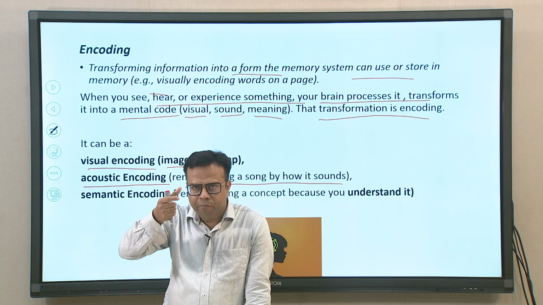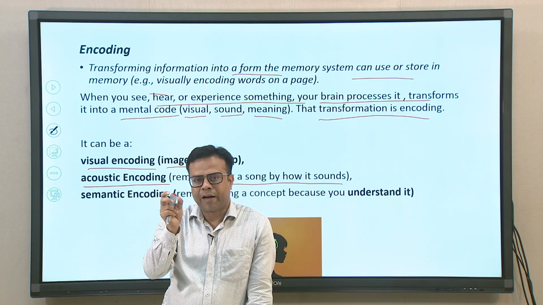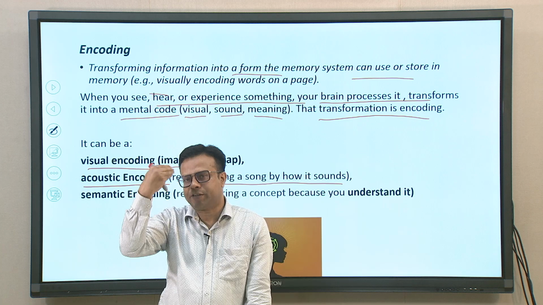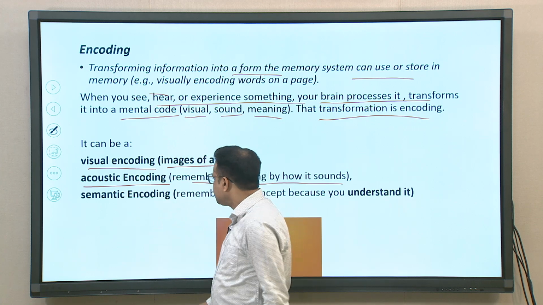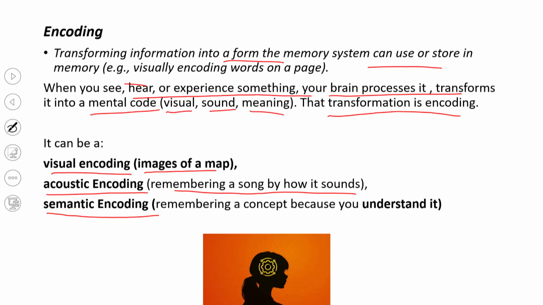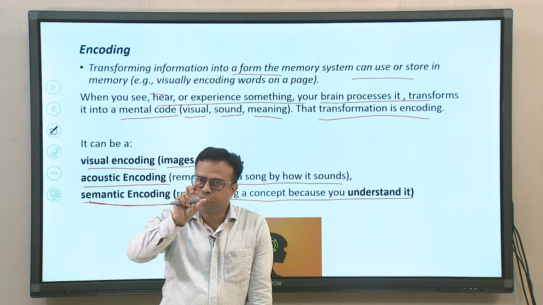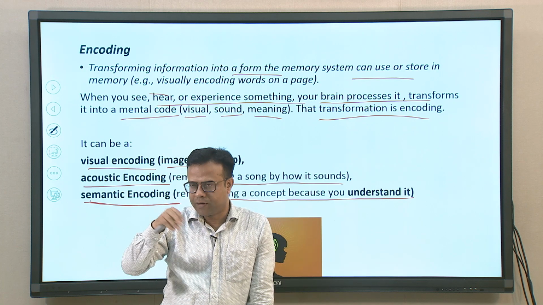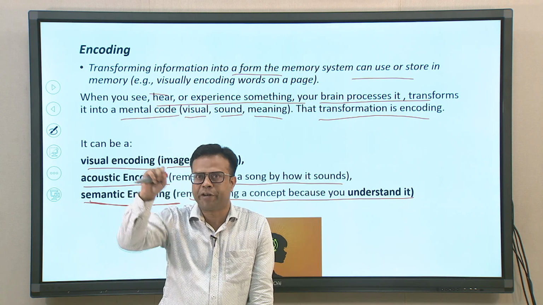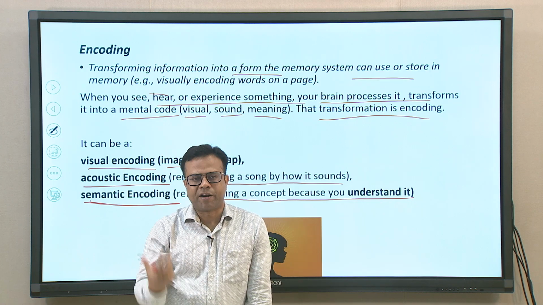So, you encode that information into a certain acoustic form or acoustic code, and then it is encoded in the brain. It could also involve other sense organs, and then also semantic encoding, which means remembering a concept because you understand it. Whenever we process some information, we see some concept, we read it and understand the meaning of something. Then the brain encodes that information in the form of certain meanings. So, whenever we again see those concepts, we understand what the meaning is. These are called semantic encoding.